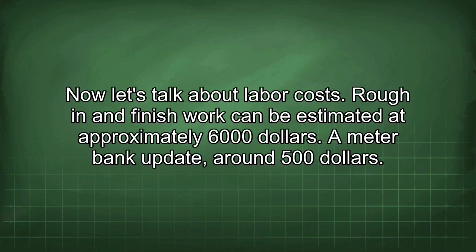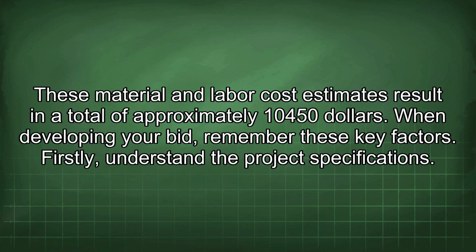Rough in and finish work can be estimated at approximately $6,000. A meter bank update, around $500. These material and labor cost estimates result in a total of approximately $10,450. When developing your bid, remember these key factors.